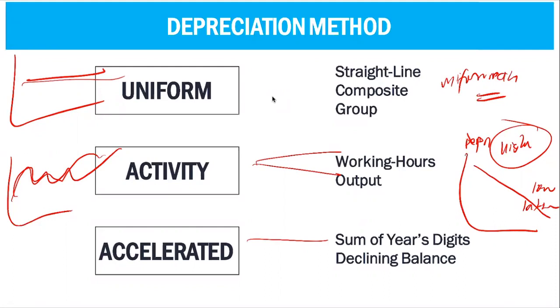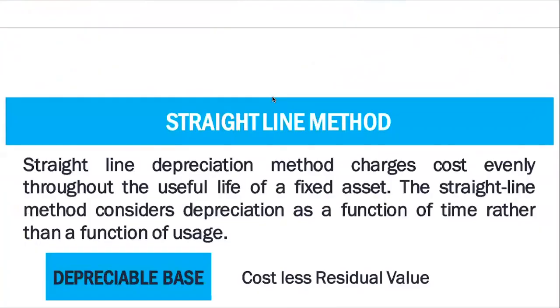Okay? So what are the uniform depreciation methods? Straight line, composite, or group. What are the activity depreciation methods? Working hours and output. What are the accelerated depreciation methods? Sum of the year's digits and declining balance. We start with your straight line method.